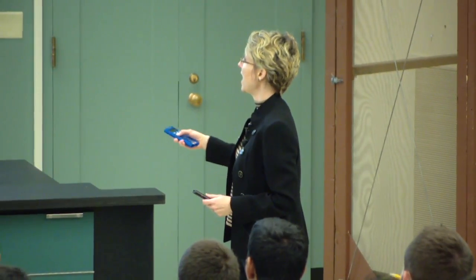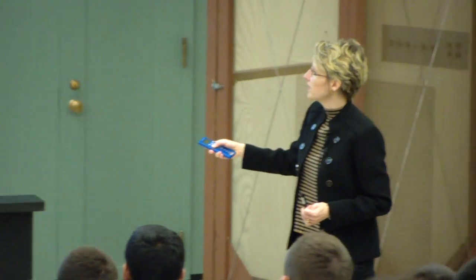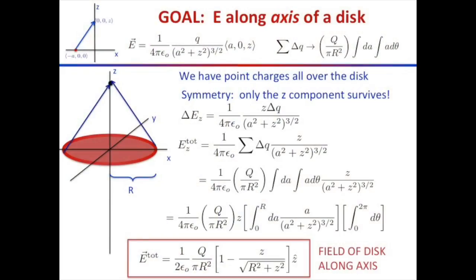But tell me the limits of integration. What's the limits of integration on theta? 0 to 2 pi. What's the limits of integration on a, looking at this diagram? So I have radiuses, little a's, that I'm going to integrate over. The smallest radius is 0, and then the biggest radius is big R. So that tells me what limits I should have there. Okay, so you told me 0 to 2 pi and 0 to R.